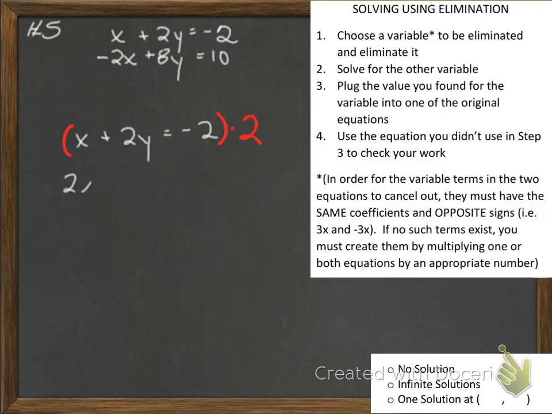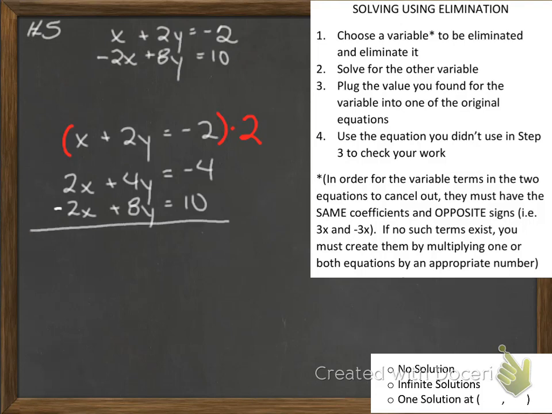2 times x is 2x, 2y times 2 is 4y, negative 2 times 2 is negative 4. Let's bring down the other equation and then add them together. So 2x plus negative 2x is 0x plus 12y equals 6. Okay, and then we can divide both sides by 12 and we get y equals 1/2.